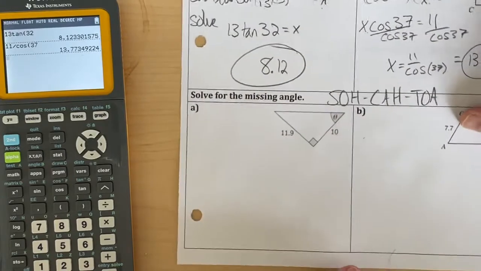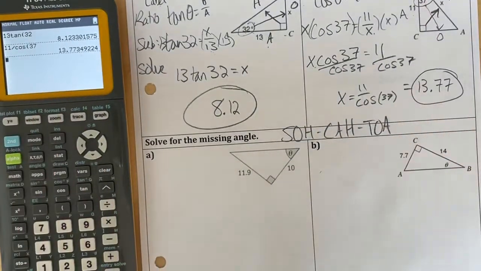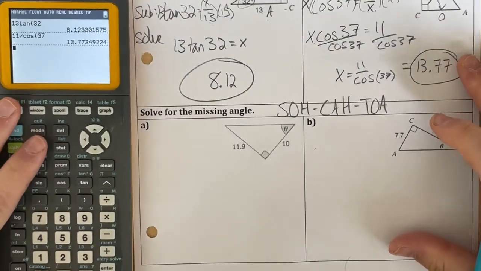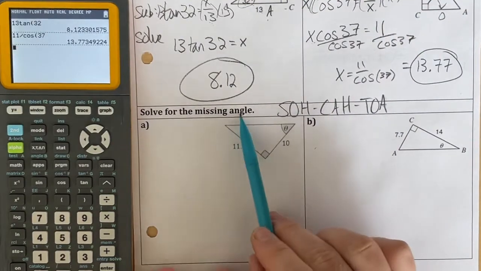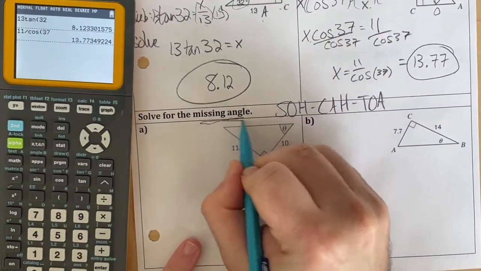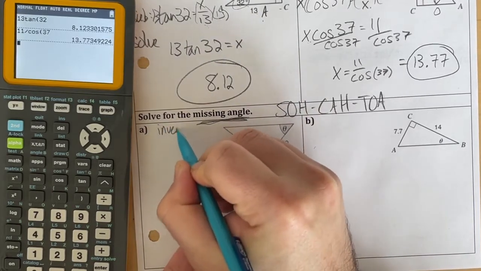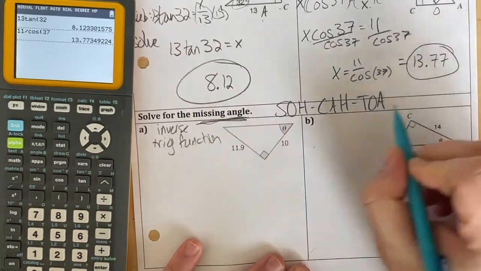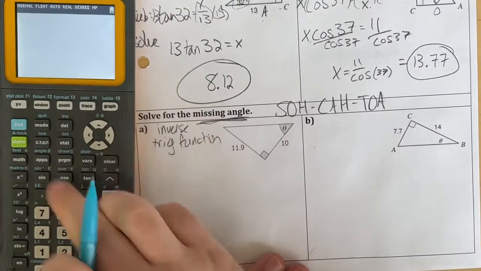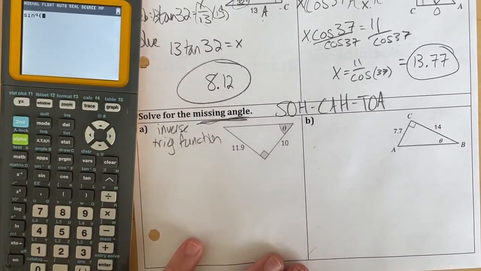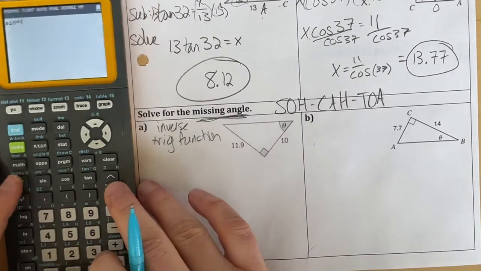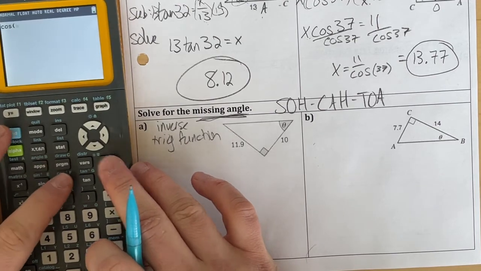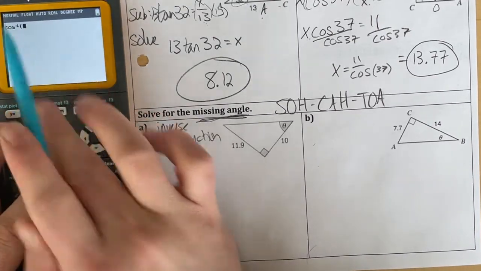All right, in the next one, let me see if I can squeeze this over just a little bit. There we go. Now in the next one, we're solving for that missing angle. If you have a missing angle, this is when you use those inverse trig functions, the trig functions to the -1 power. To do that, you hit second and then whatever your function is. If I need the inverse of sine, I hit second sine, and for the inverse of cosine, I hit second cosine. See how it has a -1 in the exponent.